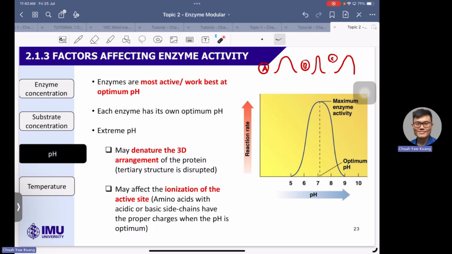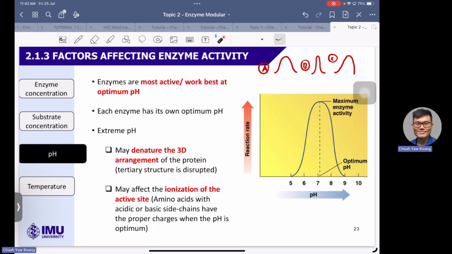Then next, for small changes or small deviation, when the pH changes lower or higher than the optimum pH, you cannot say only lower or only higher. It needs to be lower or higher than the optimum pH. Then the rate of reaction will drop drastically, will decrease drastically.